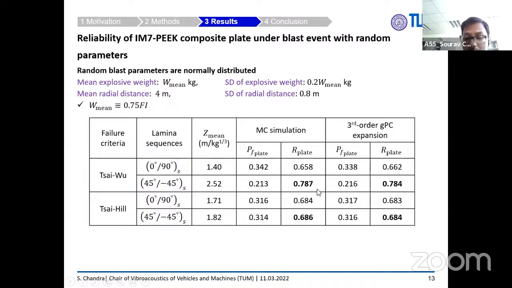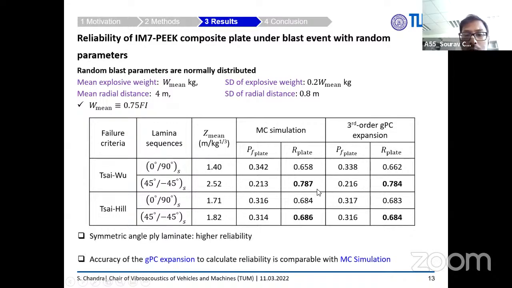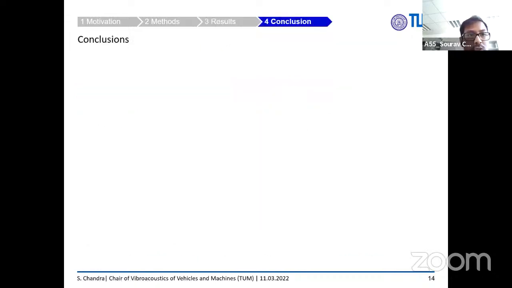it is assuming that, because this cross ply laminate has a very low failure, that is low explosive weight at failure. So that is why this angle ply laminate is giving the high reliability. So I will come to the closure.